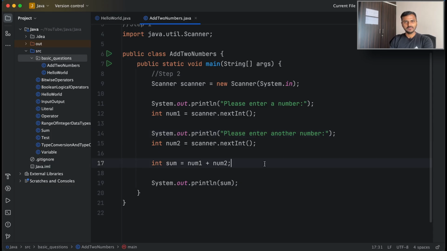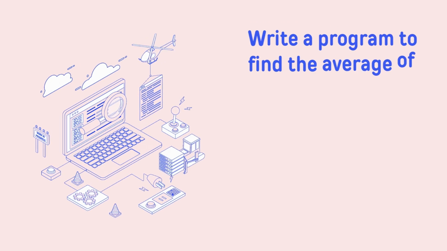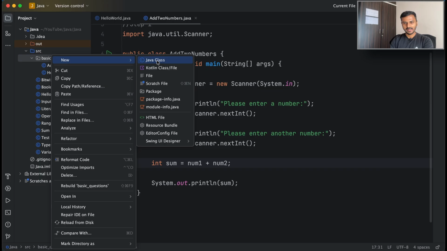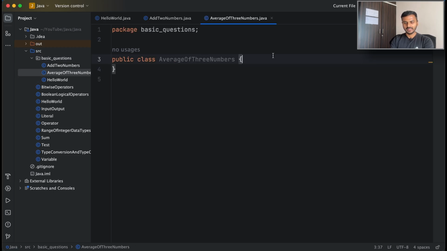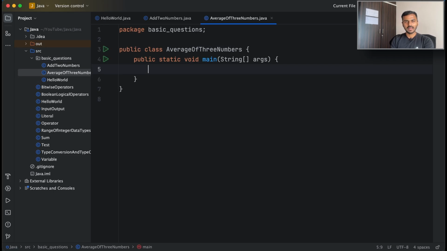On to the next question, which is to find average of three numbers. And for that, let me create a Java class. Let's say the name of the class is average of three numbers. Now over here, we will need a main method, of course. And here what we need to do is find the average. And to calculate the average, we will need to have three numbers. And then what we will have to do is find the sum of the three numbers and divide that by 3, right? So let's get that done.